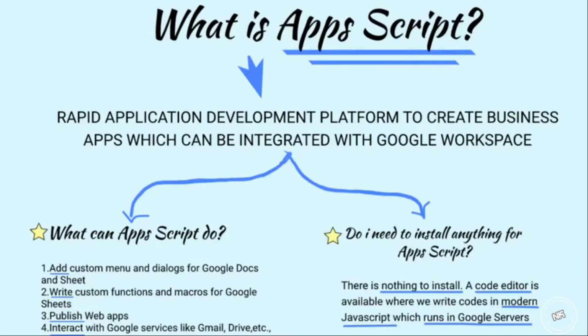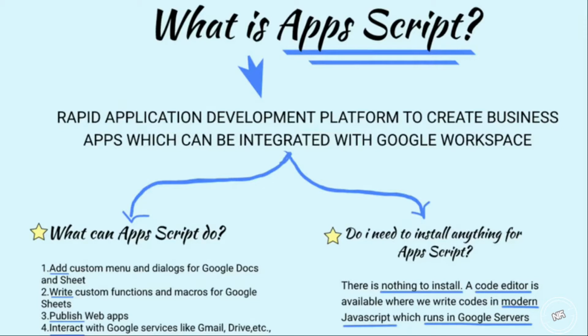Now let us see what an Apps Script is. Apps Script is a rapid application development platform which is used to create business apps that can be integrated with Google Workspace. Earlier it was called G Suite. With Apps Script you can create custom menus or dialogs for your Google Docs or Sheets, as well as custom functions which can run macros for Google Sheets, or send an email or send a location, or import data.